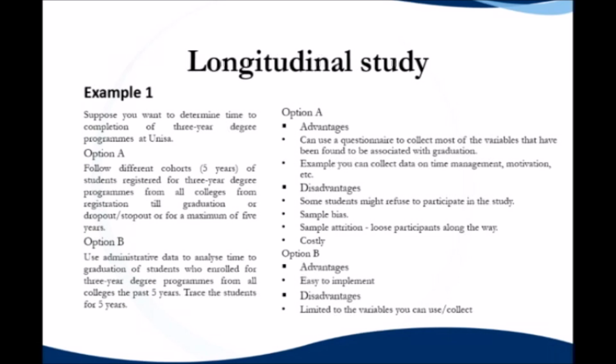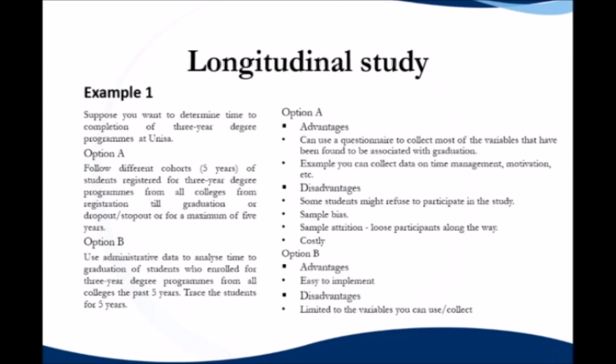So the advantage with scheme A is you're able to add variables. The disadvantage is because you are now subjecting them to a questionnaire, some students might not be willing to participate. So you will have your sampling issues, and then you might have sample bias. So you might find that the students who are willing to participate in your study are the students that maybe are already experiencing problems in their studies, or it's students who are attending, for example, support programs.